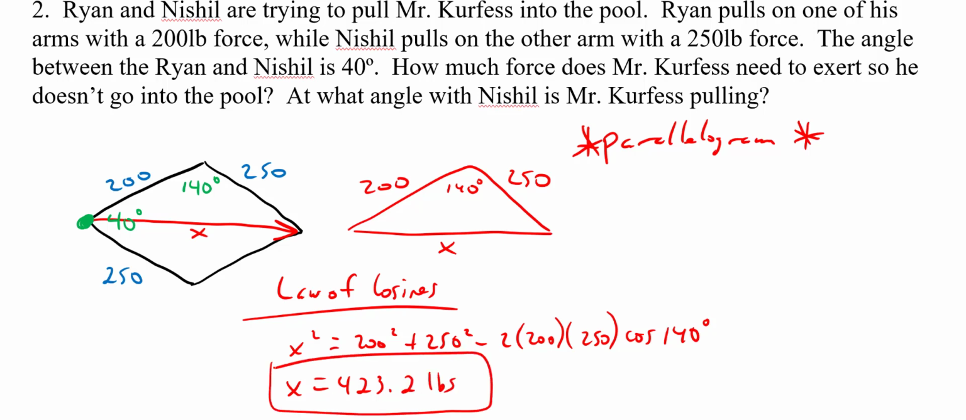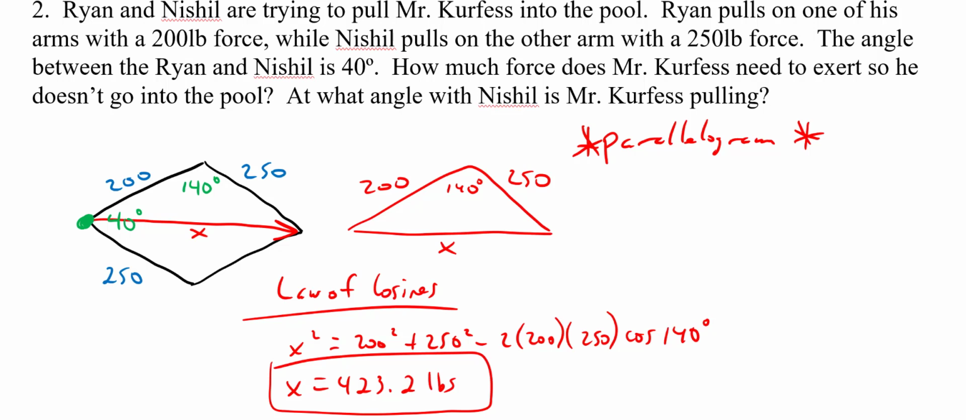Okay? That's pretty reasonable. So let's think a little logically. Again, does this make sense? If Ryan's pulling at 200 pounds and Nishiel's pulling at 250 pounds, what is the most that they could possibly pull against me? Well, do you guys agree if it's like tug of war and they're one behind the other, the most could be 450 pounds. And this is less than 450. So that's actually a good sign.